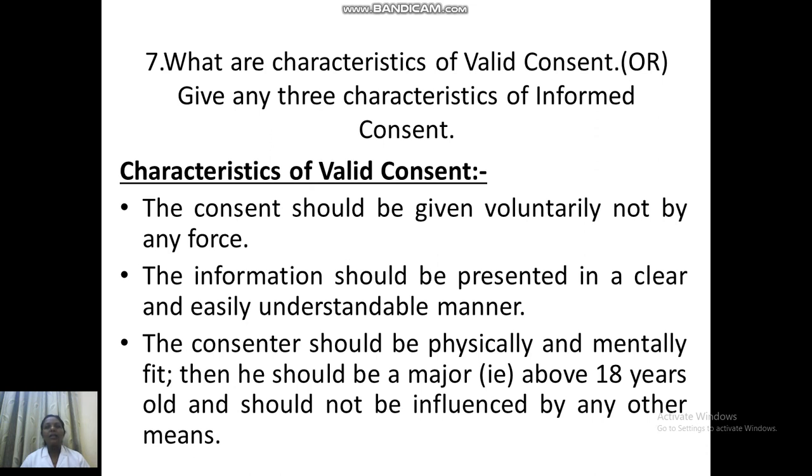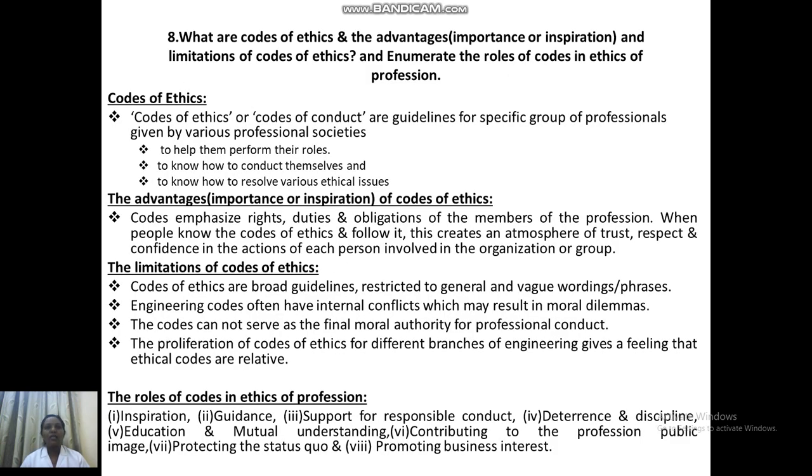Seventh question: what are the characteristics of a valid consent, or give any three characteristics of informed consent. Characteristics of valid consent: the consent should be given voluntarily, not by any force. The information should be presented in a clear and easily understandable manner. The consenter should be physically and mentally fit. Then he should be a major, that is above 18 years old, and should not be influenced by any other means.